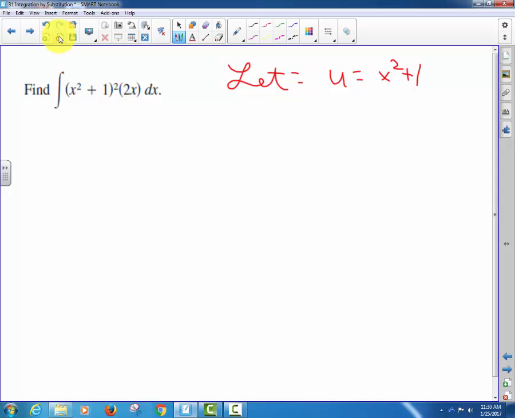All right, now, if u is x squared plus 1, what is the derivative of u? What's the derivative of this side over here? What's the derivative of x squared plus 1? 2x. So are we comfortable with what I've just written down there? Because normally we would write it as du over dx equals 2x.